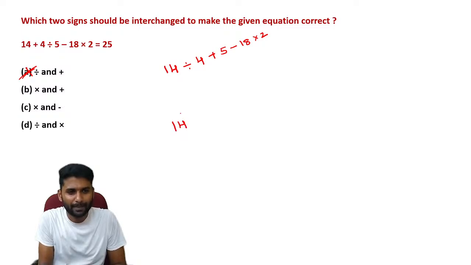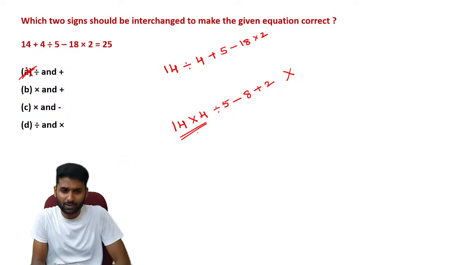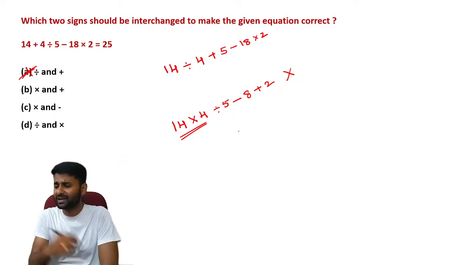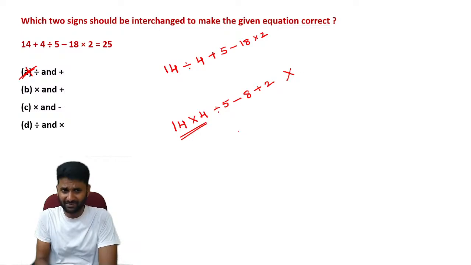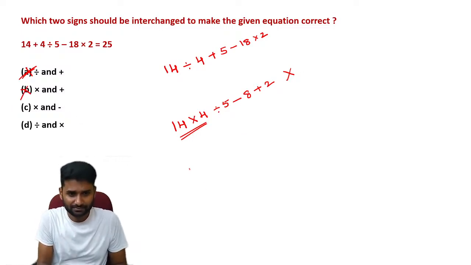In B, plus should be interchanged with multiplication, and divided by 5 minus 8 multiplication with plus. If you go through the simplification again, you will get a decimal. Why? Because 14 into 4 is equal to 56, divided by 5. Again, you will get a decimal value. So definitely B is also not a suitable answer. Let's check with C. 14 plus 4 divided by 5. And guys, if you see the divided by 5, you can't change anything. Still you will get a decimal.